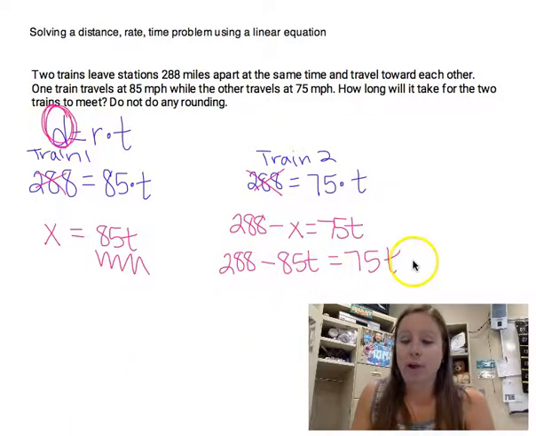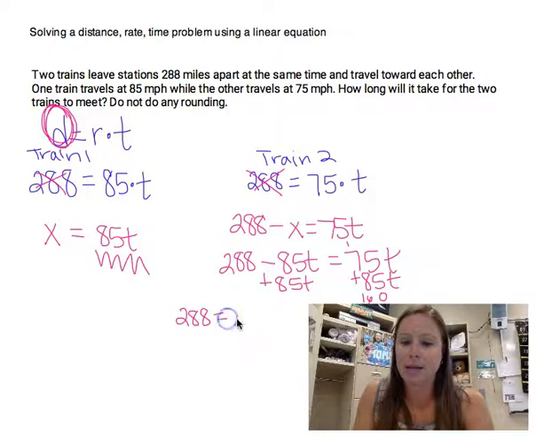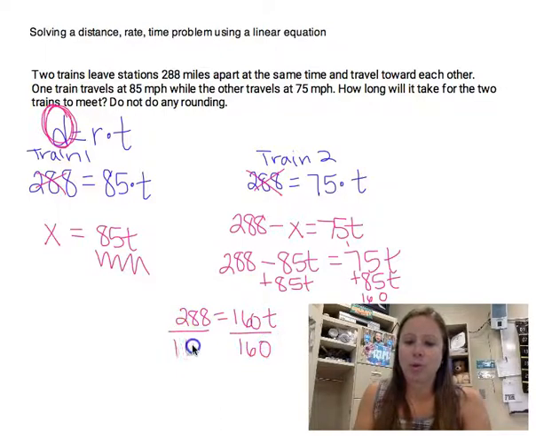So if I want to solve for t, because time is what I'm looking for, how long will it take? That means I'm going to add 85t on both sides. So this gives me 10, carry the 1, that gives me 160. So 288 equals 160t. And so then we would divide, and that would give us 288 over 160.